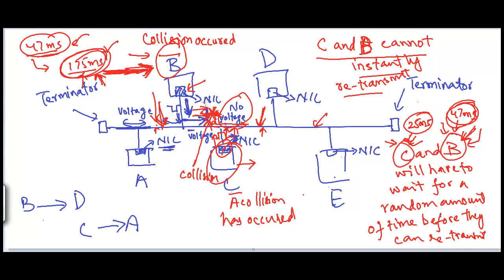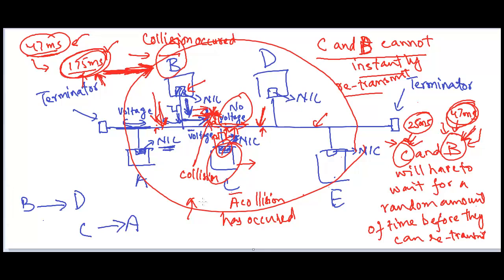Okay, so this solution that I just explained, where collisions occur and then computers have to wait for a random amount of time, then retransmit, and if another collision occurs, then they have to wait for an even greater amount of time before they can retransmit, this solution is called CSMACD.